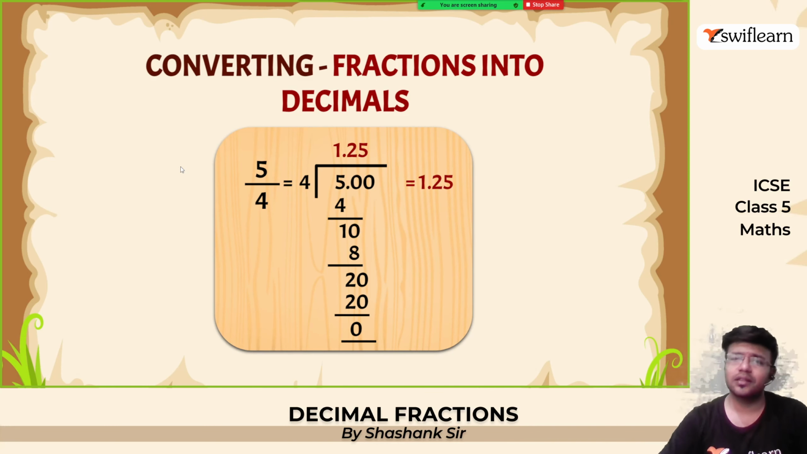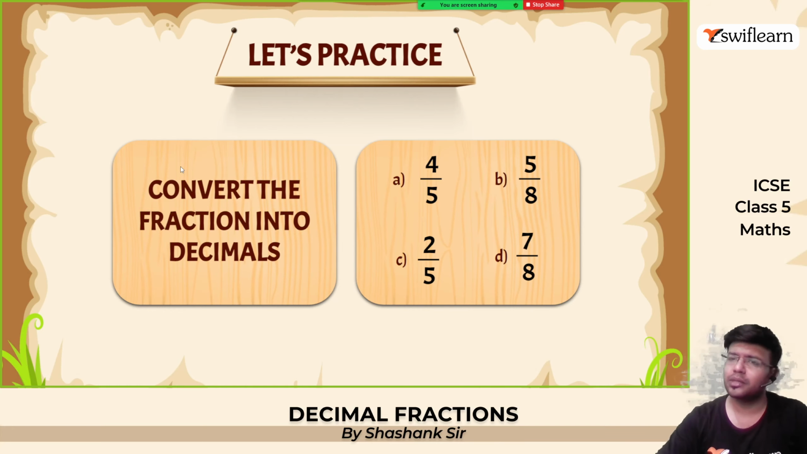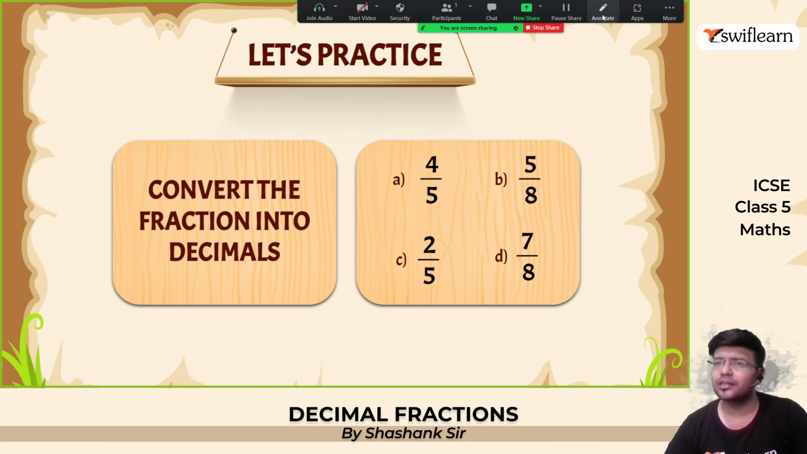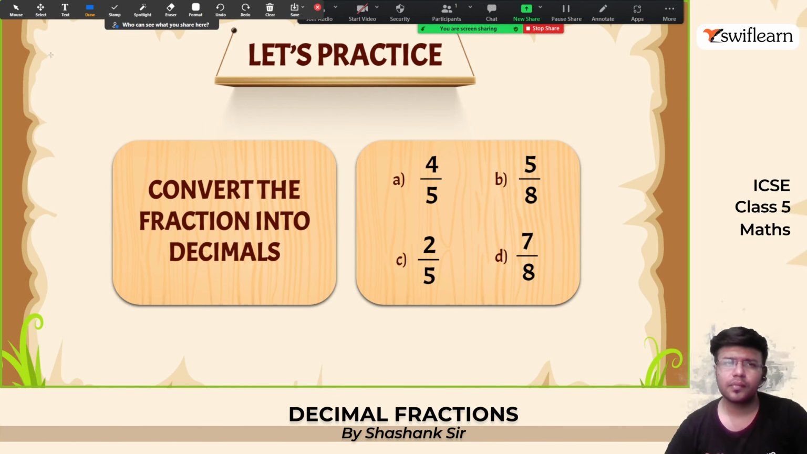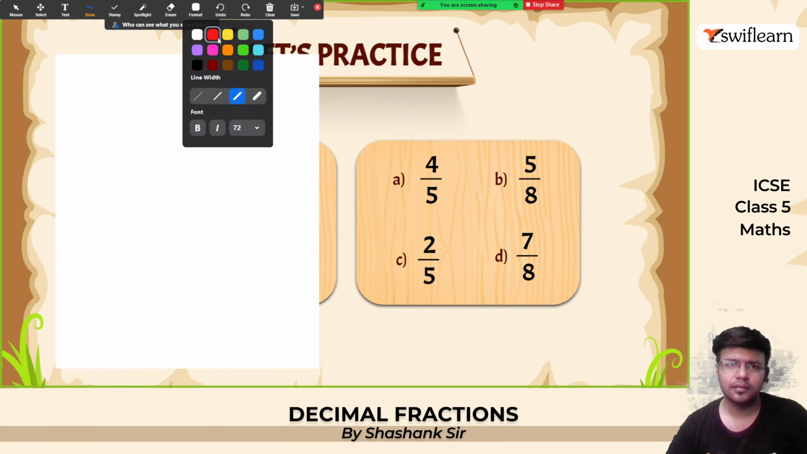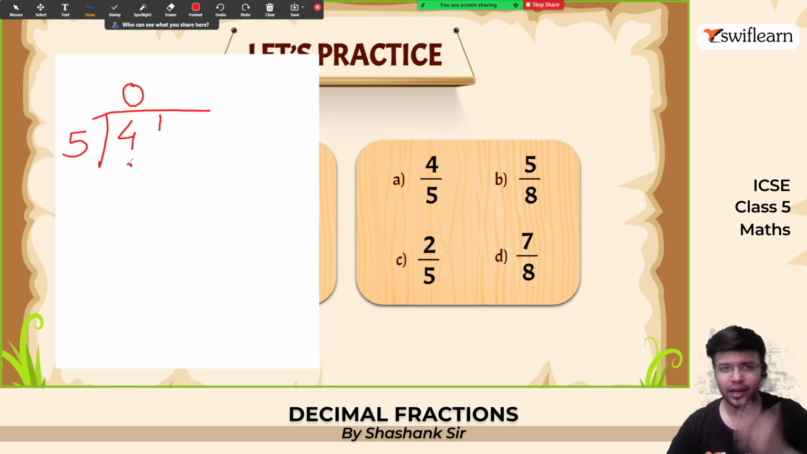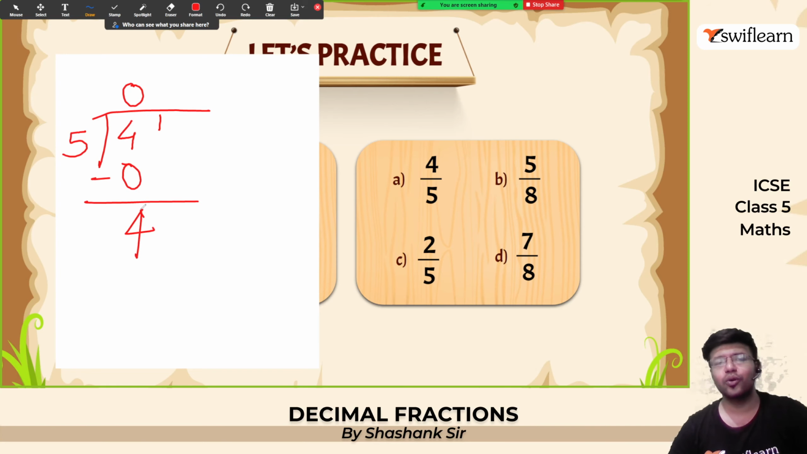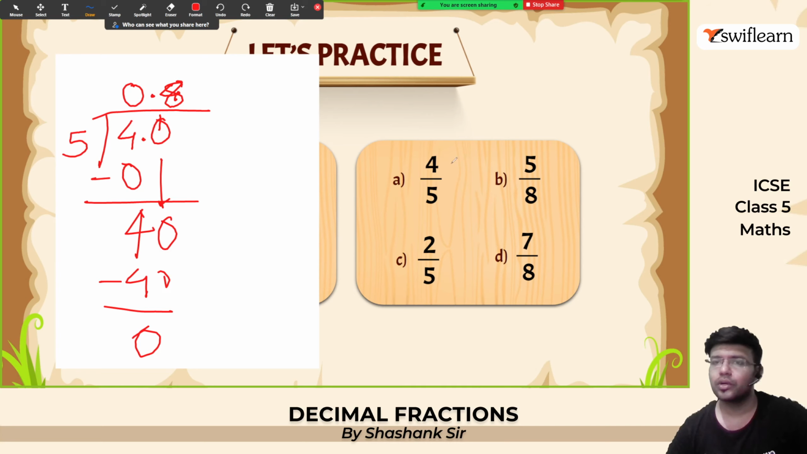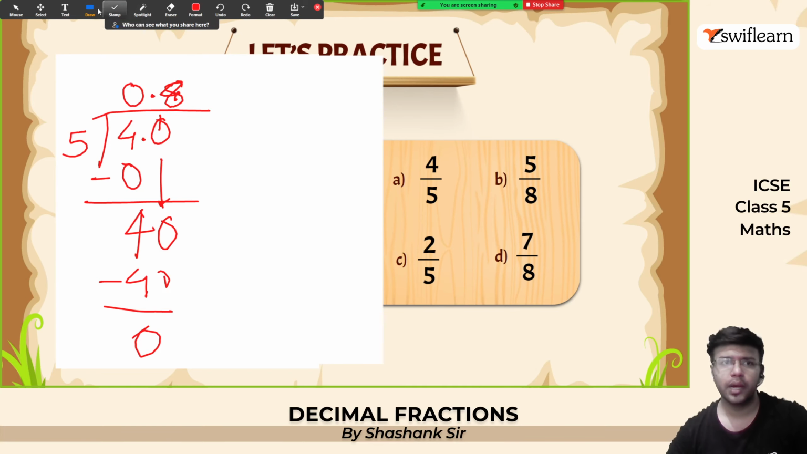Convert the fractions into decimals. So easy, let's divide this and you will get the answer. 4 by 5. 5 ones are 5, I can't subtract 5, I will get a negative number. So 5 zeros are 0, you get 4. Now you can add zeros, put a decimal point. 5 eights are 40. 40 minus 40 is 0. Now the answer for 5 by 8.